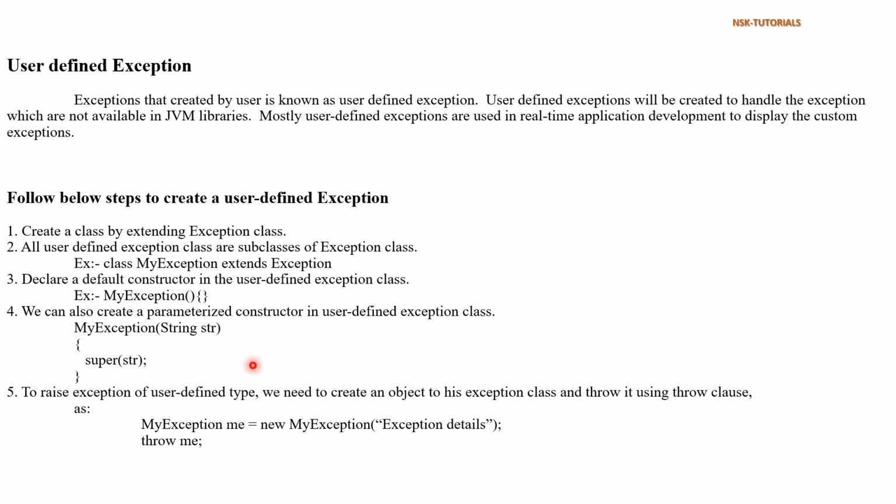The last and final step is to raise the user-defined exception. We need to invoke the exception class, pass the message if required, and throw that exception. In our next step, we'll see an example of how a user-defined exception is created, and we'll execute it and check what output we get.